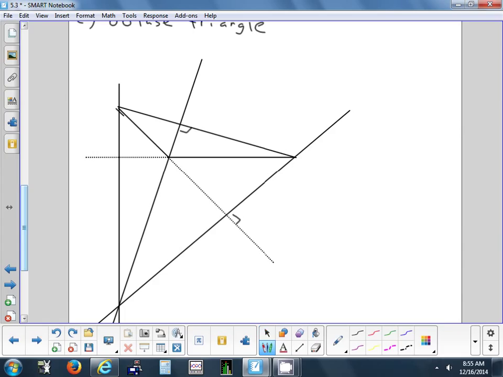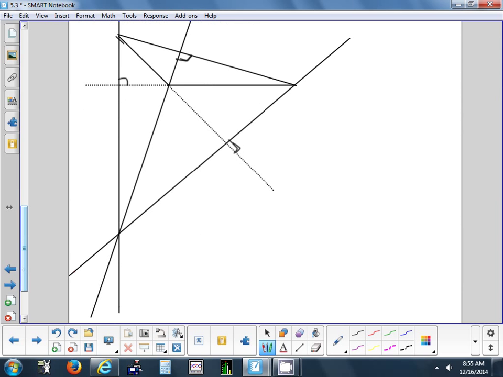Okay, now each altitude is perpendicular. There's your 90, 90, 90, and they all meet right there. So this time your orthocenter is way outside the triangle. Way outside. So you might have to extend the sides of your triangle like I did to try to get the orthocenter.